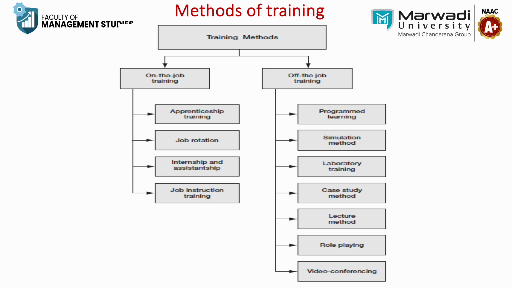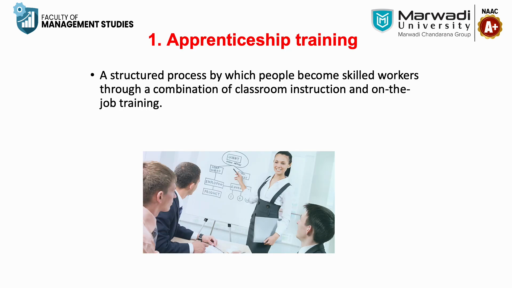When we are talking about off the job training methods, the first is programmed learning, the second is the simulation method, the third is the laboratory method, laboratory training, the fourth is case study, the fifth is lecture, the sixth is role playing, the seventh is video conferencing, and there could be some other methods which can be added here. One by one we will discuss these on the job and off the job training methods. The first one is apprenticeship training.